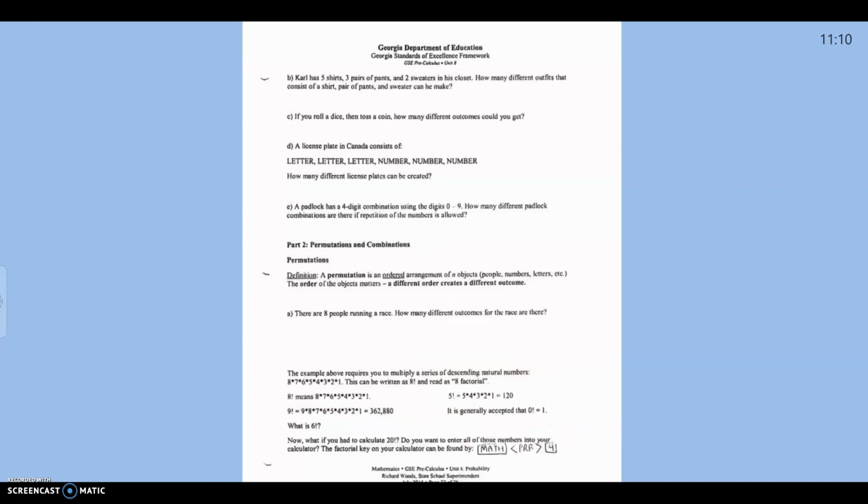Okay, so B says, Carl has 5 shirts, 3 pairs of pants, and 2 sweaters in his closet. How many different outfits consist of a shirt, a pair of pants, and a sweater? Y'all, it's just like picking an entree, a side, or a meat, okay, or whatever we're doing. So he has 5 shirts times 3 pairs of pants times 2 sweaters, y'all, and he gets 30 outfits. Same idea, okay? So rolling a dice and tossing a coin, same thing.